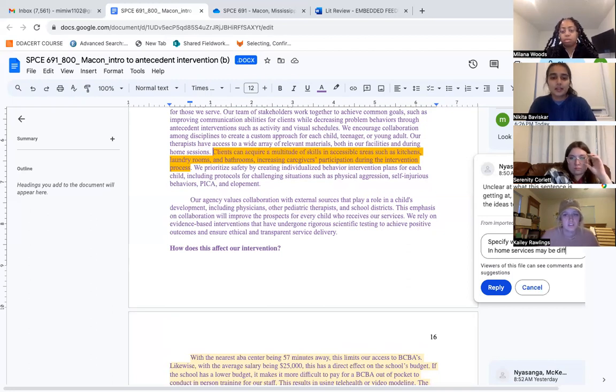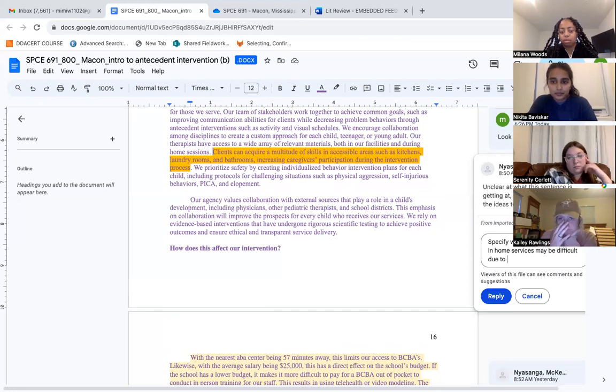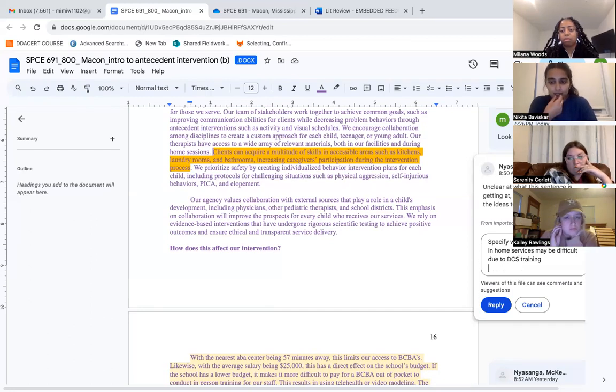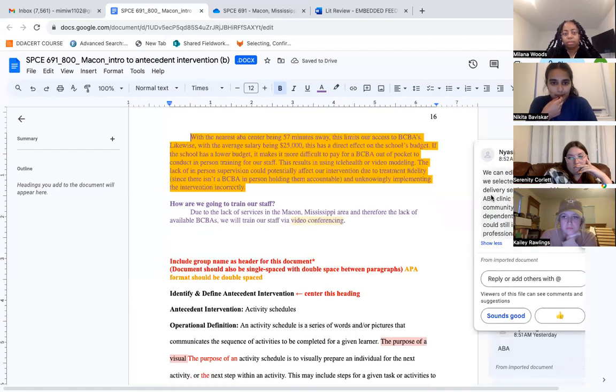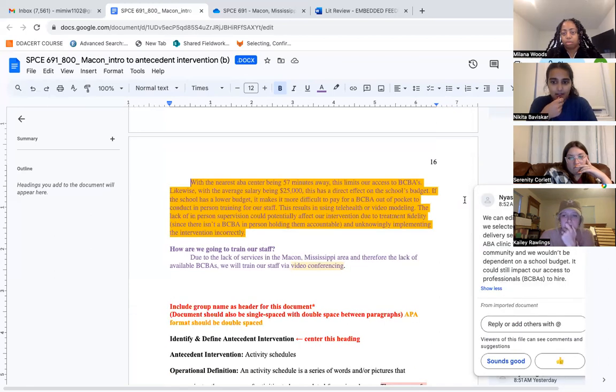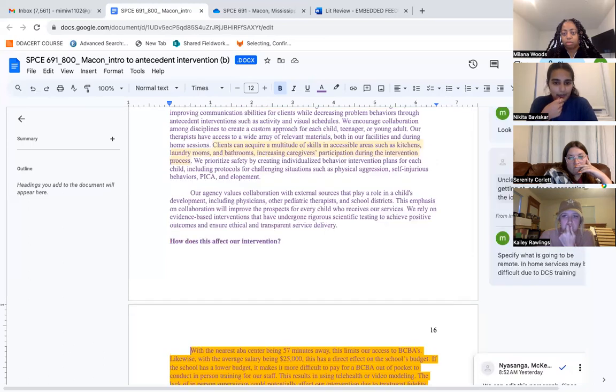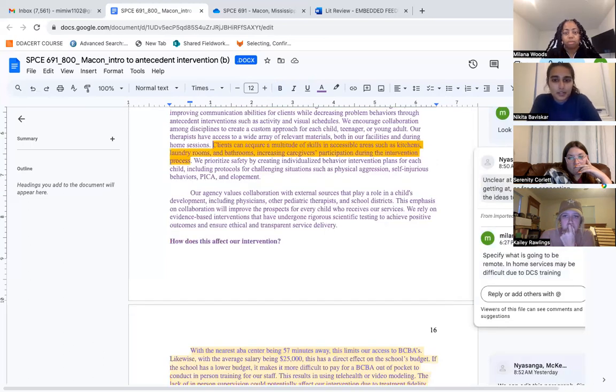For the next one, okay, this one, the one before that. The clients can acquire a multitude of skills. Unclear what this is getting at as far as connecting the ideas together.